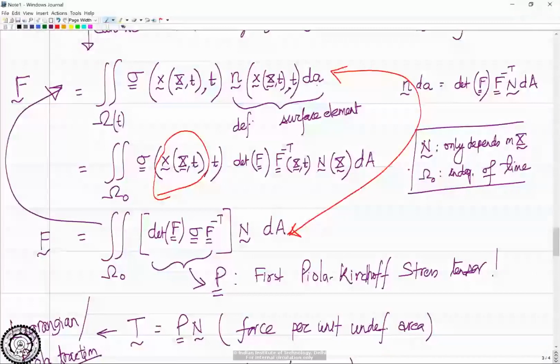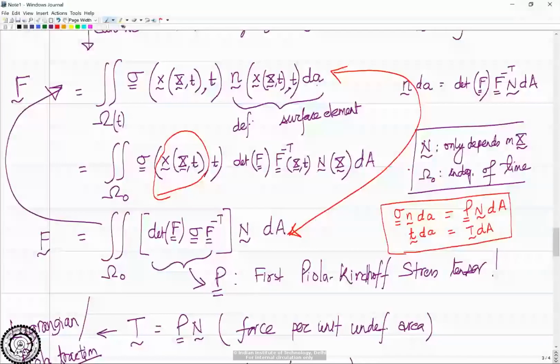So what is common here? Can you see what is... In the first formula, we have sigma into little n dA, whereas in the other formula, we are writing it equal to big P into big N into capital dA. That's the equivalence, isn't it? So sigma n d small a is equal to big P big capital N into d capital A. But sigma into little n is the Cauchy traction t into d small a, whereas big P into big N is the Piola traction capital T into d capital A. So from here you can see that small t and big T have the same direction, but the magnitude is not the same because d small a and d capital A are not the same.